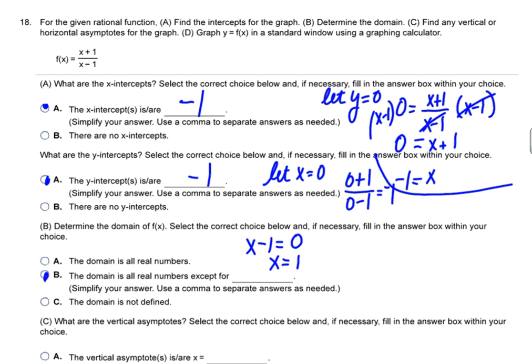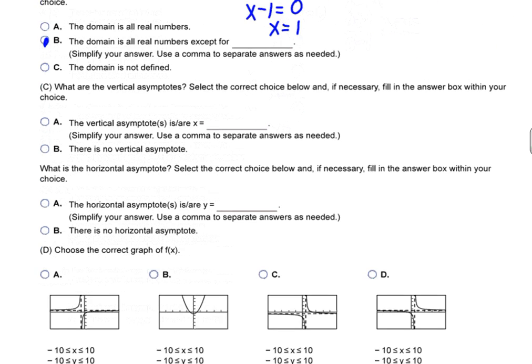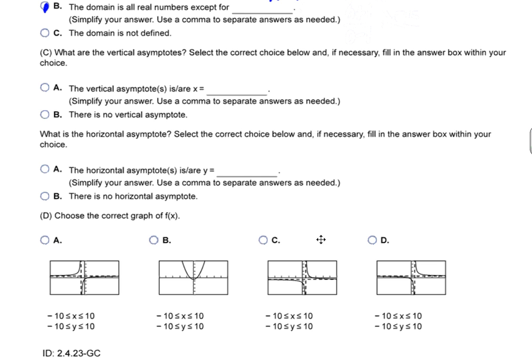And we can't divide by 0. That's undefined. The next question asks for the vertical asymptote. The same thing is true for the vertical asymptote. I'm going to look at x minus 1 equal to 0. X is going to be equal to 1. So that's our vertical asymptote.